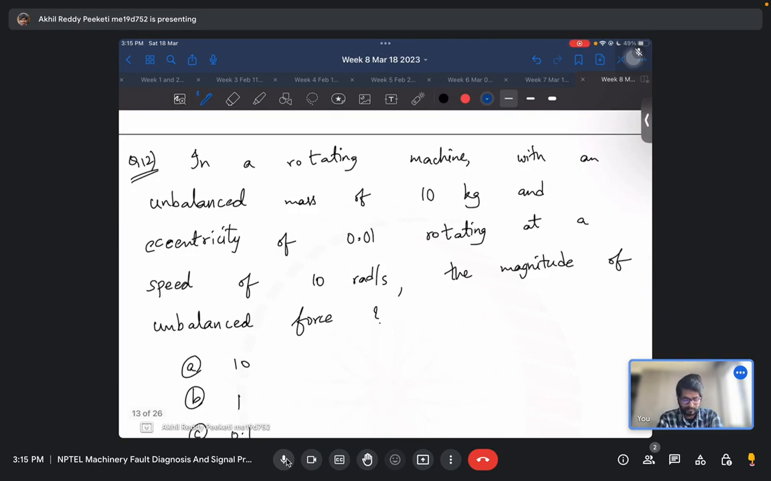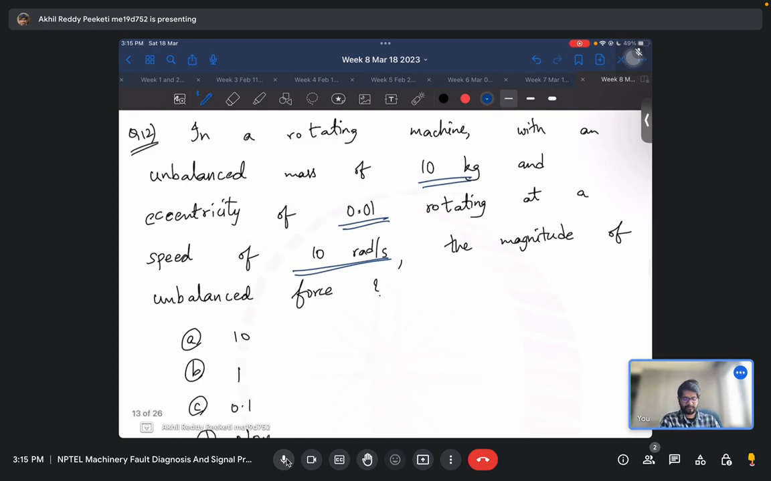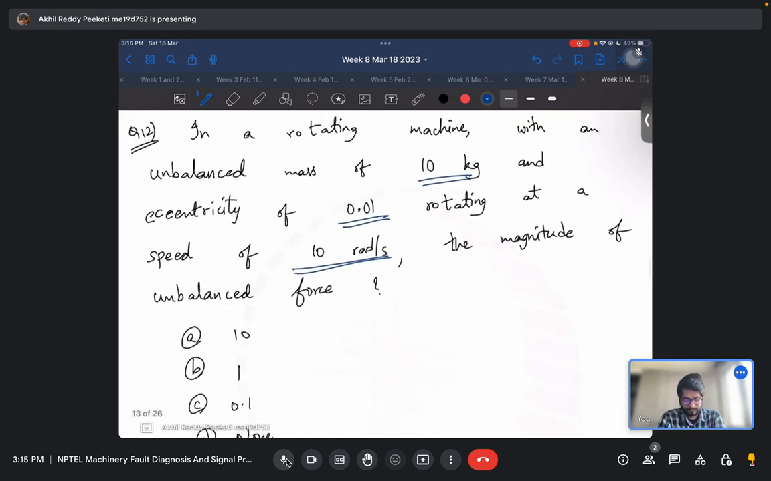Next question. In a rotating machine with an unbalanced mass of 10 kgs and an eccentricity of 0.01, rotating at a speed of 10 radians per second, what will be the magnitude of the unbalanced force? 10, 1 or 0.1 or none. So you have a rotating machine and unbalanced mass is given, eccentricity is given, speed is also given. What should be the magnitude of the unbalanced force?